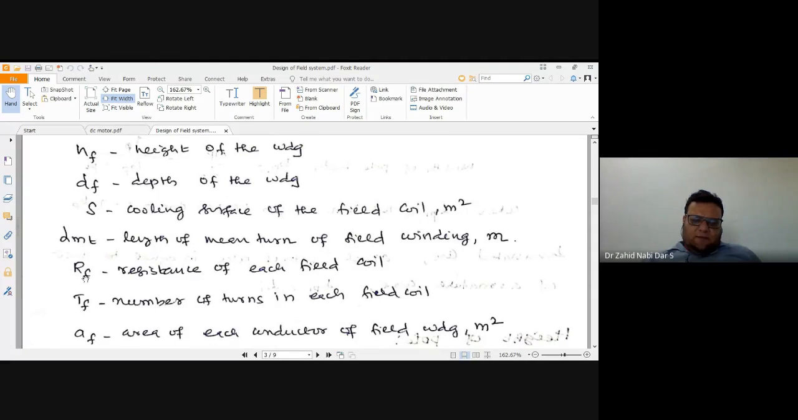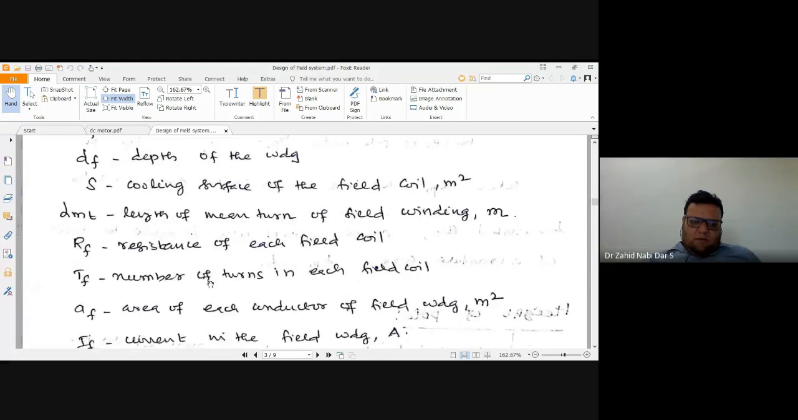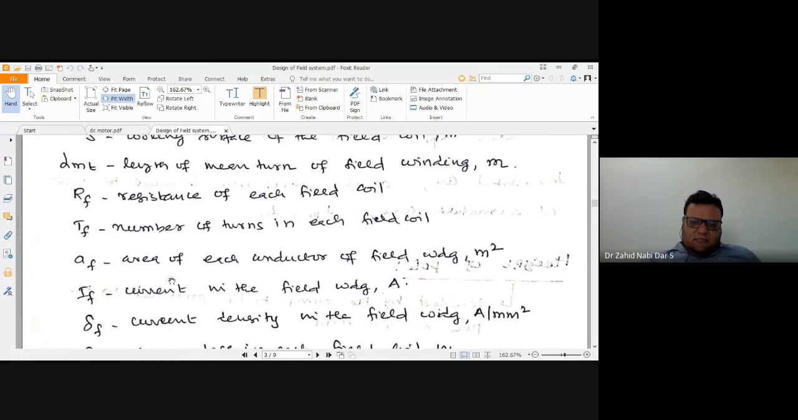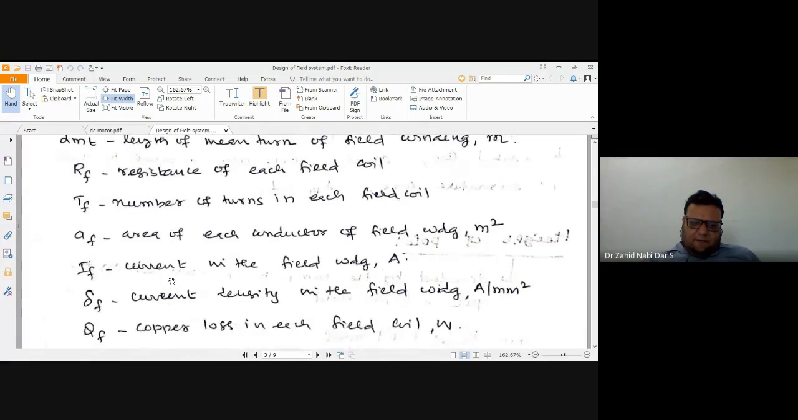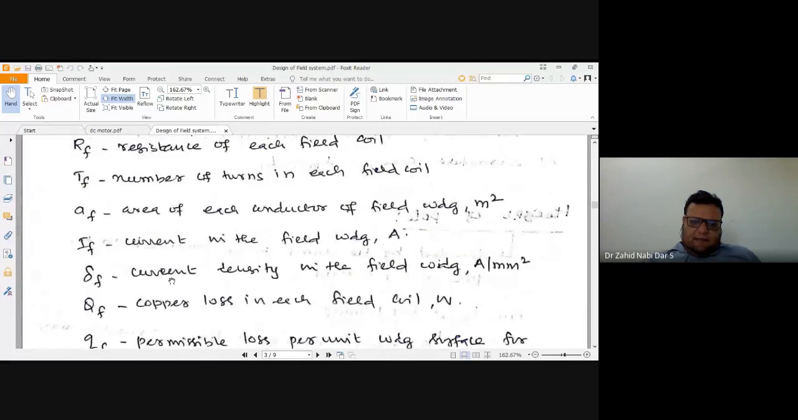So we can express RF in terms of rho L by A, where rho is the resistivity. Like when we were expressing the reluctance, we were writing reluctance is equal to 1 by mu A times L, wherein mu is 1 by rho. So that was for the reluctance. Now TF is the number of turns in each field coil. AF is the area of each conductor of the field winding in meter square. IF is the current in the field winding. Rho F is the current density in the field winding.